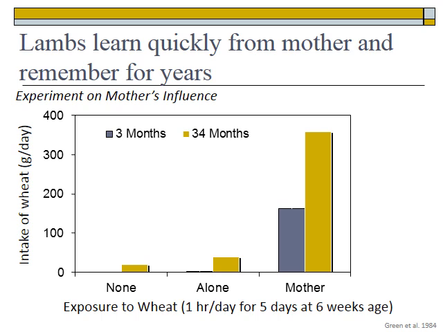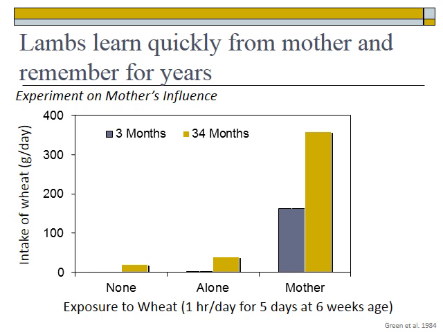Another important thing is that mother's influence is strong, but it also lasts a long time. This was a really revealing experiment done by Green in Australia. On the left bar there, he gave sheep wheat when they were young lambs. He gave them wheat for 1 hour a day for 5 days at 6 weeks of age. So they were fairly young.